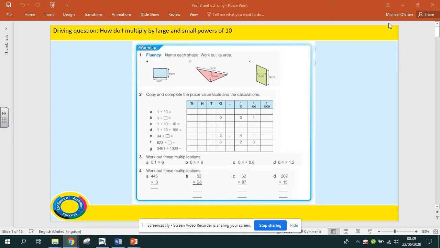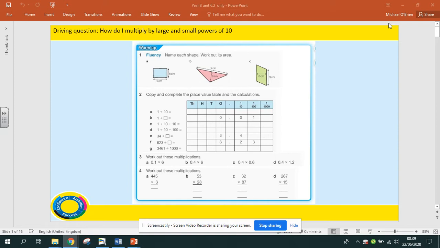Good morning. Today we're going to work at the driving question, how do I multiply by large and small powers of 10? So that's numbers that end in a 0, or if they're very small numbers, we'll have a 0, or they'll be decimal numbers.